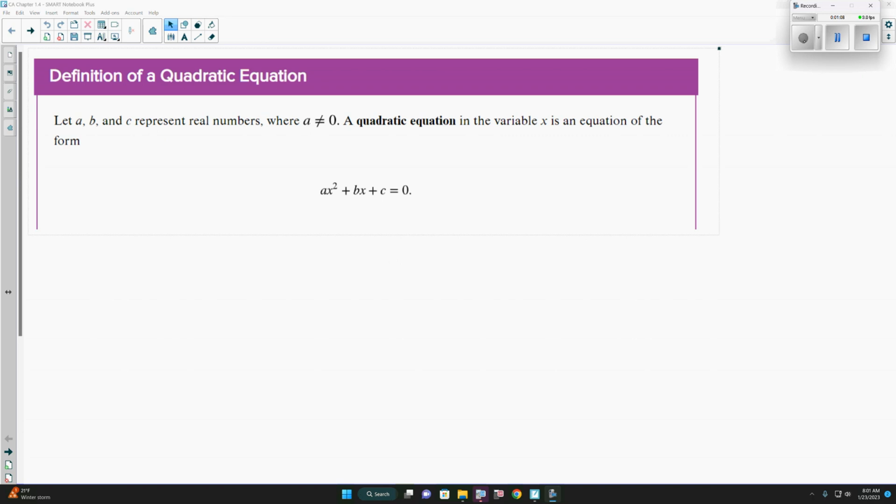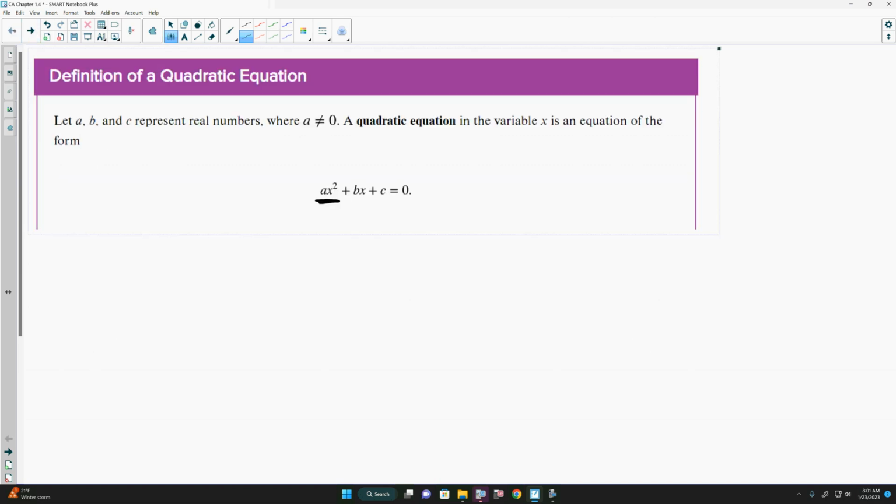Now with quadratics, ax squared plus bx plus c, where a, b, and c represent real numbers, and a is not 0. A quadratic equation in the variable x is an equation of this form. So we're talking about parabolas, a curve, an arc. Now we say a is not 0 because the main part of this equation that makes it a quadratic is the ax squared. If a is 0, we don't have an ax squared term. It's just linear. So we have to have an a value.